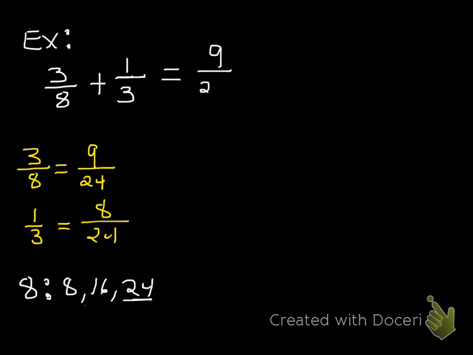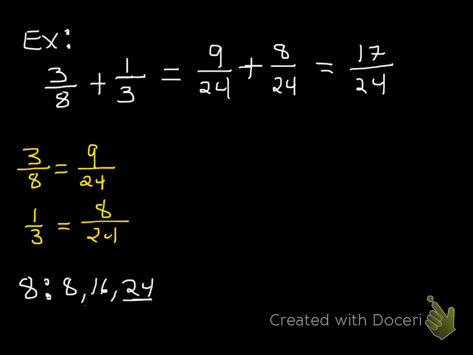And then it turns into a problem we've done before. We've added fractions with like denominators: you just add the numerators. So if we add these numerators, 9 and 8 makes 17, and the denominator is 24.